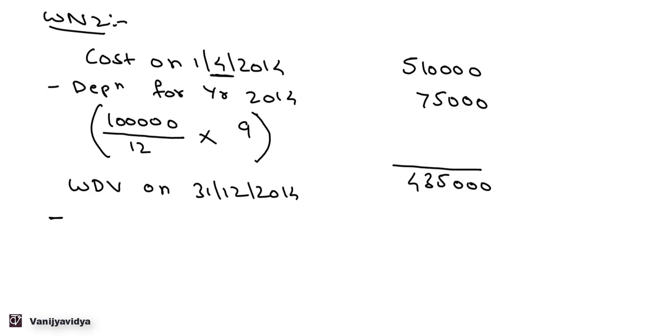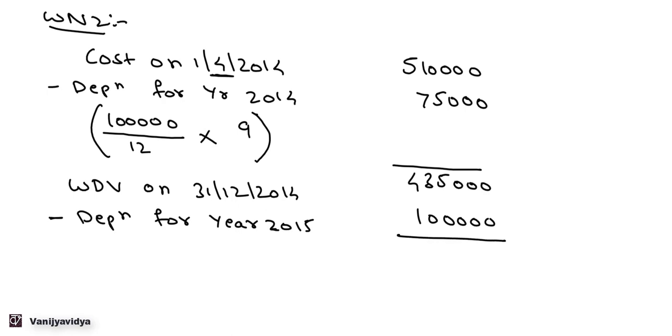Then less depreciation for the year 2015. Now in 2015 the asset was used for the entire year. So depreciation amount will be 1 lakh. Now this written down value on 31st December 2015 is 4,35,000 minus 1 lakh, that comes to 3,35,000.